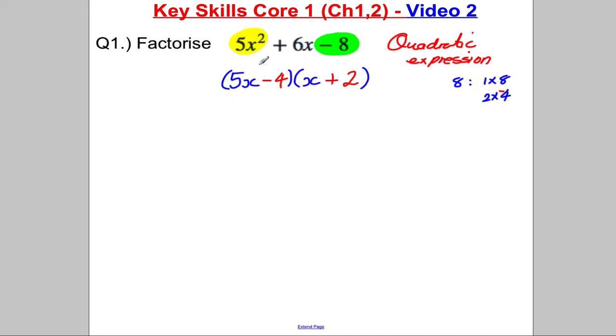Well, if you multiplied this out, 5x times x would give me the 5x squared. 5x multiplied by positive 2 would be positive 10x. Negative 4 multiplied by x would be negative 4x. And negative 4 multiplied by positive 2 would be negative 8. And combining the middle terms, we would get the expression we've been asked to factorize. So I definitely know this is right.